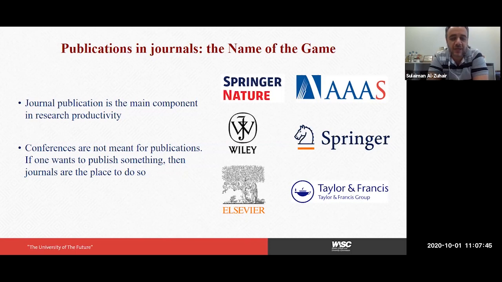I put some of the major publishing houses on the right, like Springer Nature, Wiley, Elsevier, Springer, Taylor and Francis, and AAAS. Those are some of the biggest publishing groups that publish a number of journals.